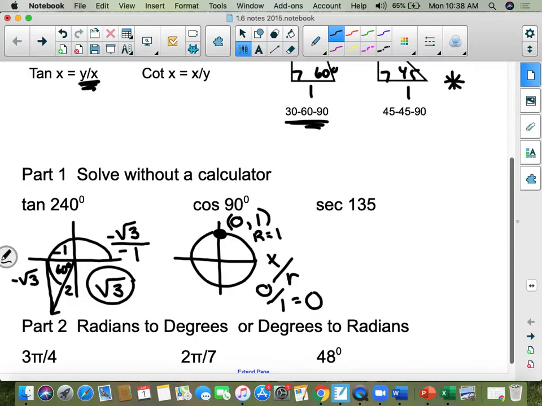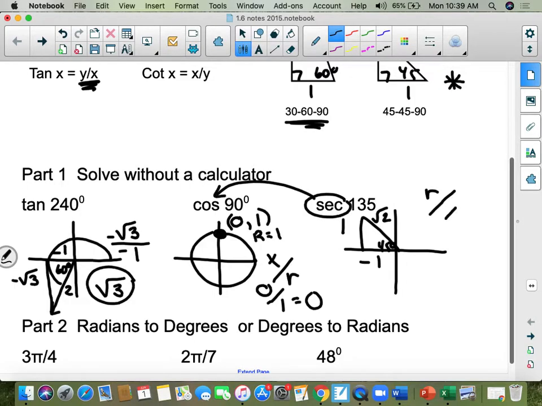And then the last one, 135 degrees puts me in my second quadrant. I know I'm dealing with a 45-degree triangle. Opposite of 45 is a 1. Opposite of the other 45 is going to end up being a negative 1. And the hypotenuse is root 2. I know that this is the reciprocal of cosine, so it's r over x. The radius is the square root of 2, and the x is a negative 1, which ends up being a negative root 2.